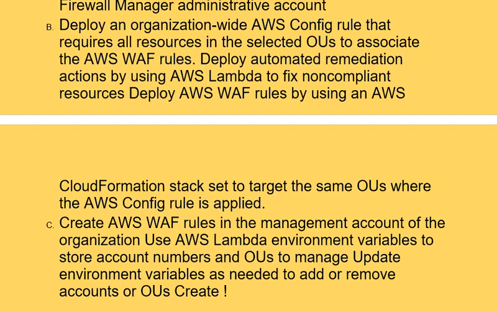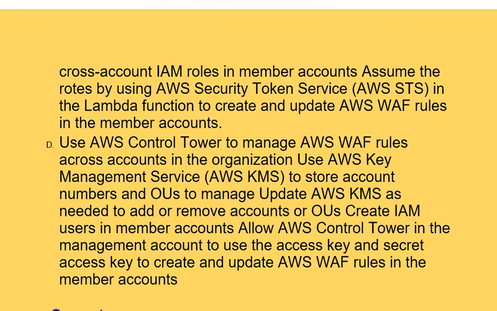Option C, create AWS WAF rules in the management account of the organization. Use AWS Lambda environment variables to store account numbers and OUs to manage. Update environment variables as needed to add or remove accounts or OUs. Create cross-account IAM roles in member accounts. Assume the roles by using AWS Security Token Service, AWS STS, in the Lambda function to create and update AWS WAF rules in the member accounts.